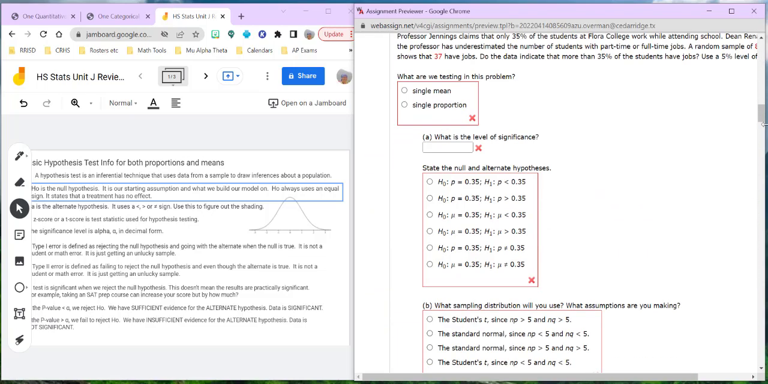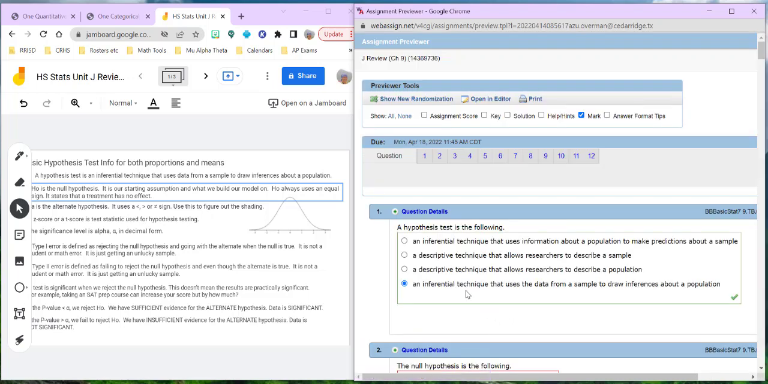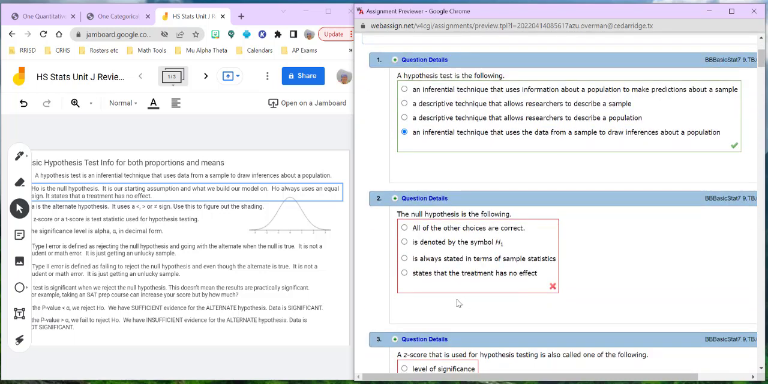So we'll scroll down to the bottom. You're like, oh no, there's a lot here. There is. Submit for testing, and voila, there you go. So make sure that when you say what a hypothesis test is, it's about using the sample to describe the population.